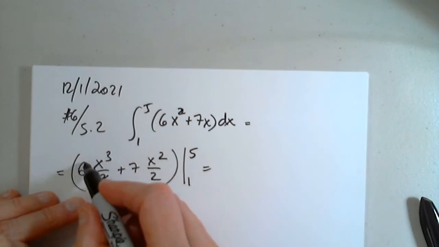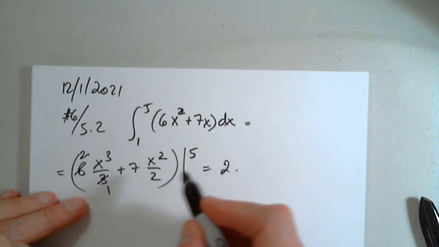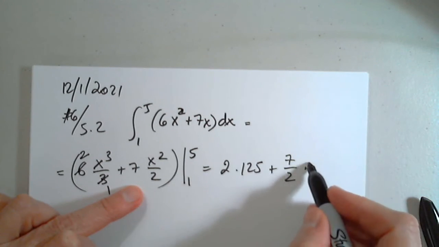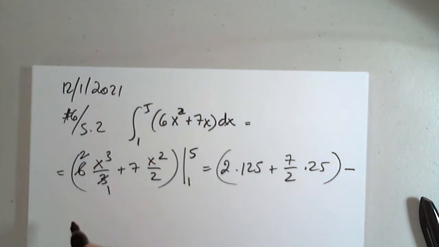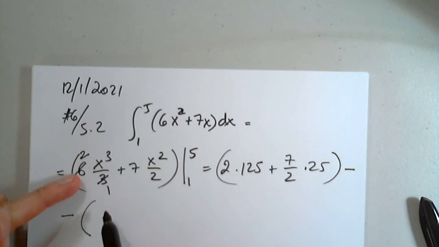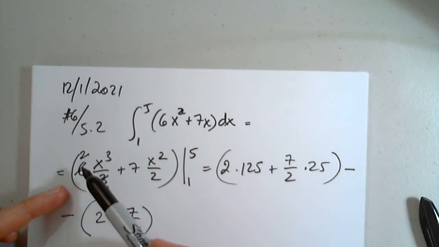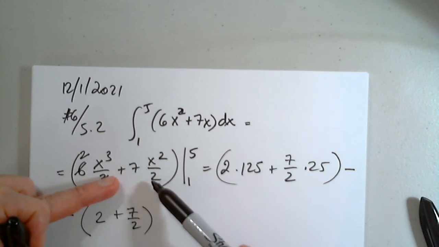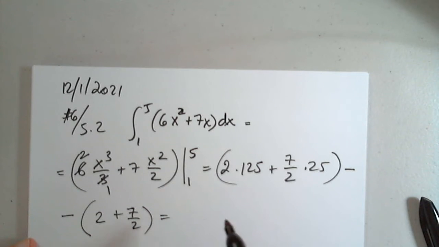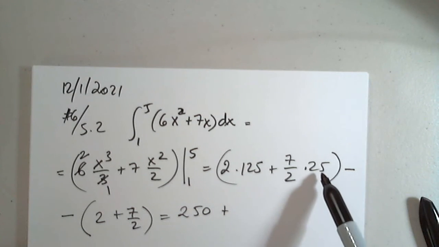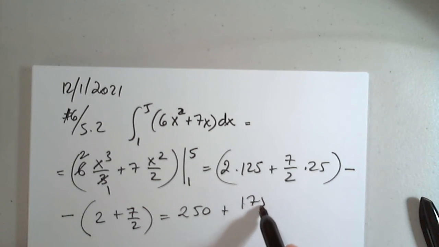So I'll simplify. So I have 2 times 125 and plus 7/2 times 25, and then minus when I plug in 1. So I have 2 plus 7/2. When I plug in 1, it's just 2 times 1 and 7 over 2 and 1. Okay, so let's see what we have. So this will be 250 plus, I'm just going to leave it for now. Let me see. So what is that? 7. So 400, right? So is it 175, I guess?